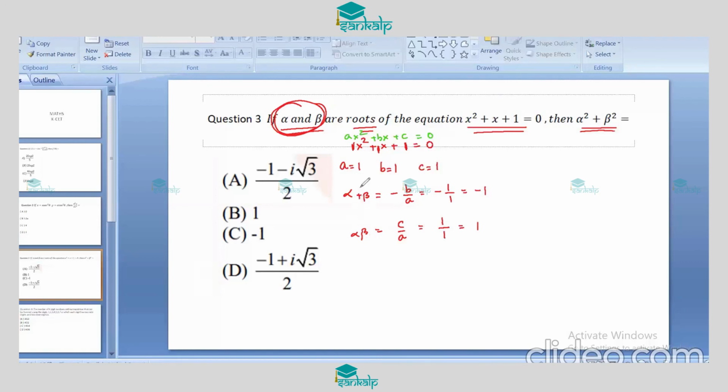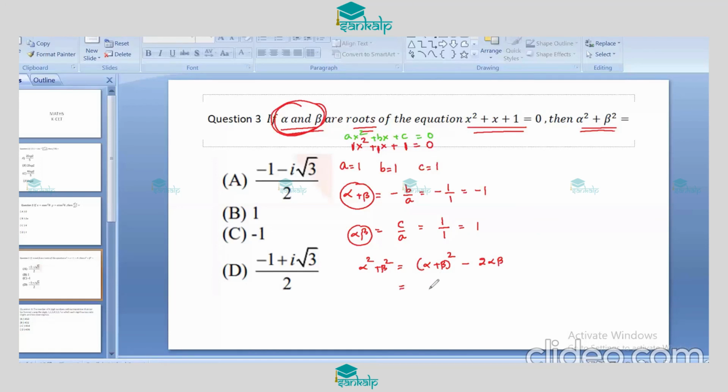But then, why did I find alpha plus beta and alpha beta? Because my work is to find alpha square plus beta square. In algebra, there is a formula, and that is alpha square plus beta square is alpha plus beta whole square minus 2 alpha beta. This is the formula we are going to take to find alpha square plus beta square.